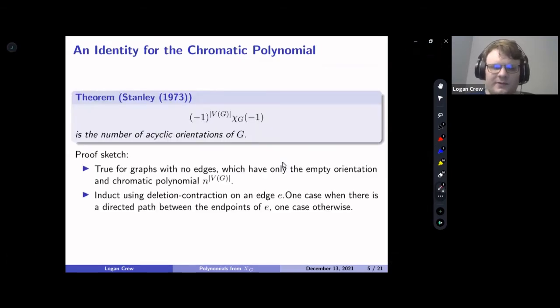And this proof is somewhat similar to the previous one in that you could do it by applying deletion contraction cleverly. And the simplest way is induction. You can check this is true for graphs with no edges, where you only have the empty orientation, and the chromatic polynomial is clear. And then you can induct using deletion contraction. Now I'll briefly say you do break into cases. One, when there is some directed path between the endpoints of the edge other than the edge itself, because then when you contract it, you would get a cycle, and so it's invalid as an acyclic orientation there. And otherwise, you'll be able to count it in both cases.